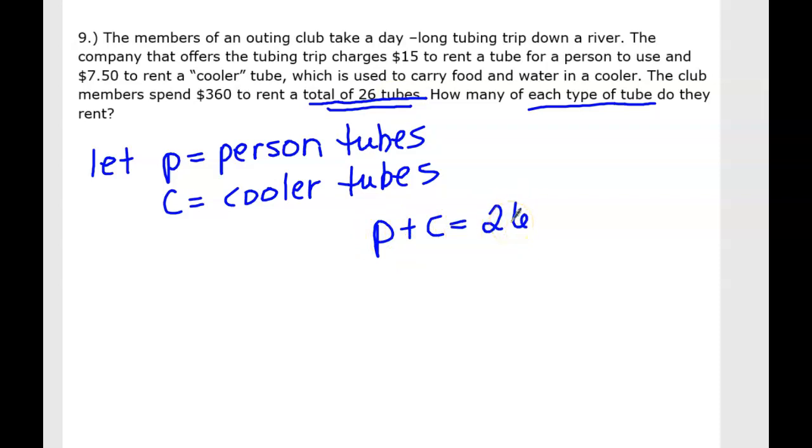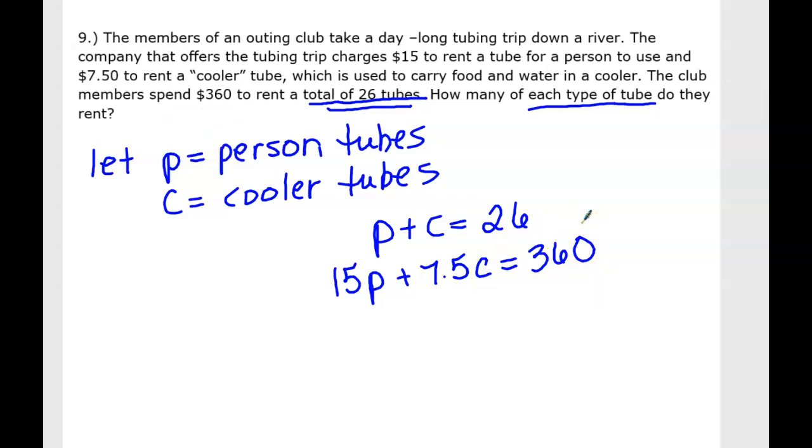Okay, but now we have the money one. Okay, it's $15 to rent a tube for a person. So every person tube is $15. It's 15 times P. And the cooler tube is $7.50 times C. And that's going to be equal to how much money? $360. Okay, so now we have our two equations, two variables.